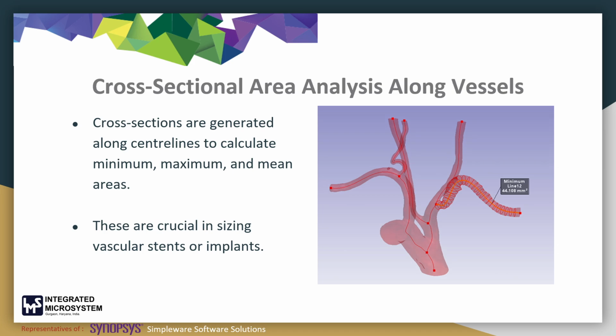Next, we'll explore how to analyze cross-sectional area along vessels. Another key feature for sizing implants is evaluating stenosis. After evaluating centerlines, the next key metric is the cross-sectional area along the length of the vessel.